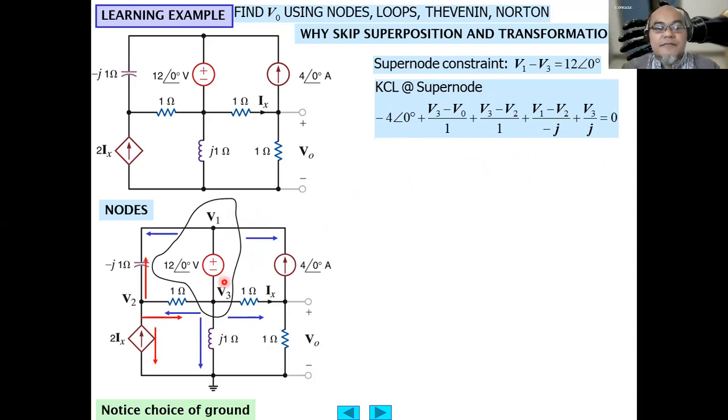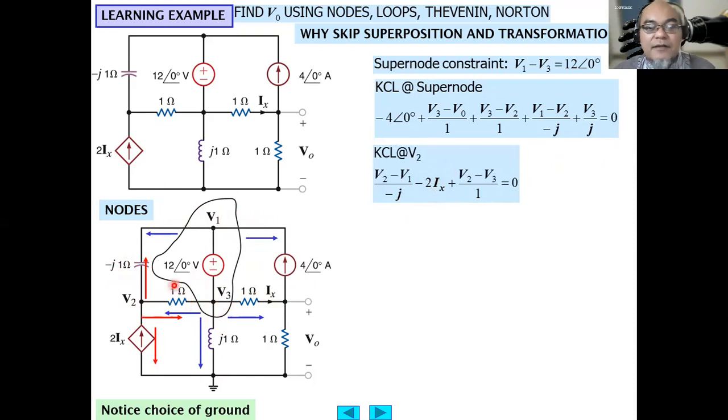Then the KCL at node V2 will be V2 minus V1 divided by minus J, minus 2Ix, because the direction of Ix is towards the node, so we assign a negative value to it. Then plus V2 minus V3 divided by 1 ohm equals 0.